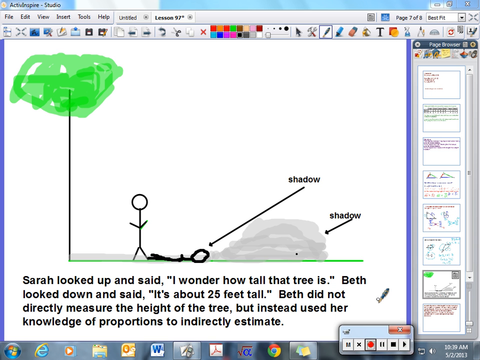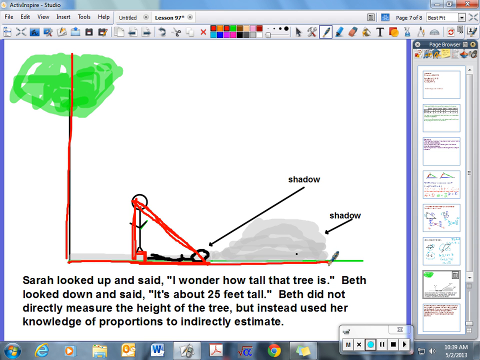I'm going to draw some triangles here to show you how she figured that out. Okay, so I'm going to connect, and these are right triangles because we go from the ground to the height of, I don't know if that's Sarah or Beth, we'll just say it's Sarah, and then out to the edge of her shadow. The same thing with the tree. I'm going to go to the top of the tree, and then along the ground out to the edge of the shadow and form that triangle.